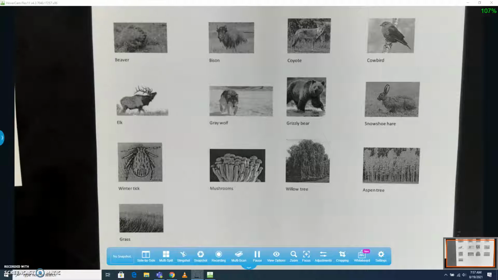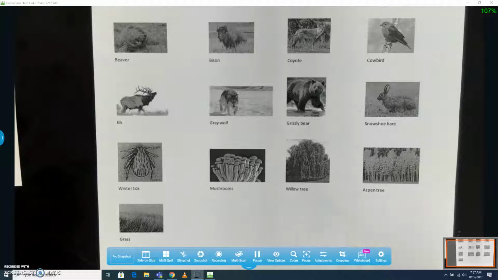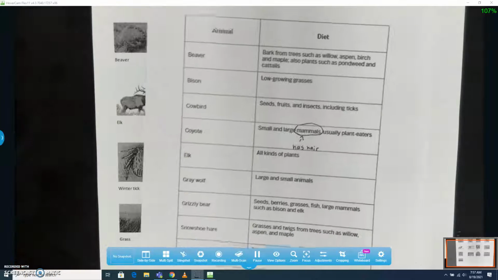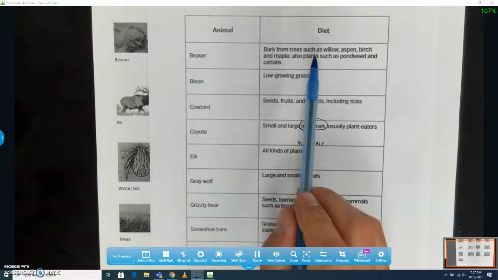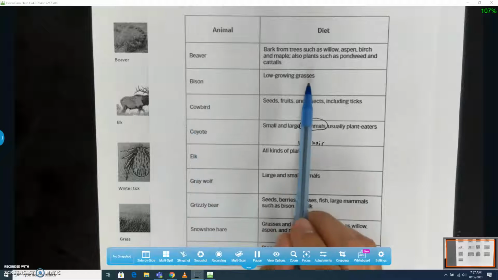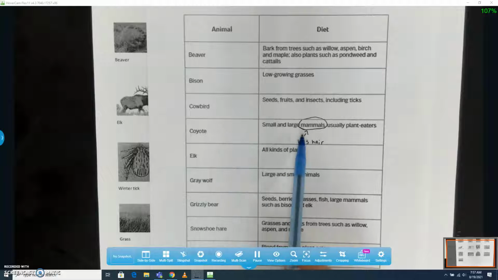This video will help you if you are struggling with how to add in lines and arrows on food webs. Here we have a collection of living things that happen to live in the same area. Here's a list of the things where the organisms get their energy from. We can see that beavers get their energy by eating these things. Bison get their energy from eating this. So on and so forth.